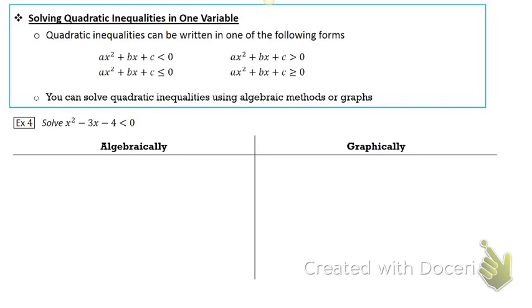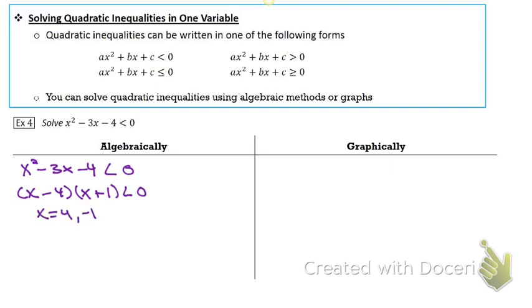Okay, solving quadratic inequalities. There's two methods. You can do it algebraically or graphically. If you're going to do it algebraically, you're going to want to factor and solve as if it equaled 0, and those are what we call our boundary points. Our boundary points are 4 and negative 1.